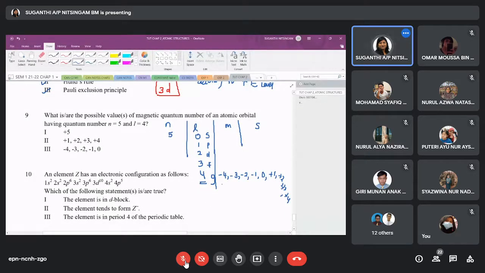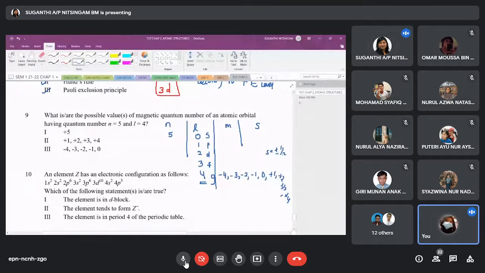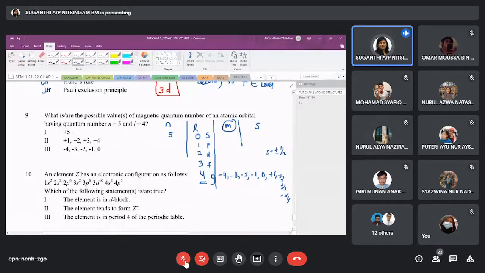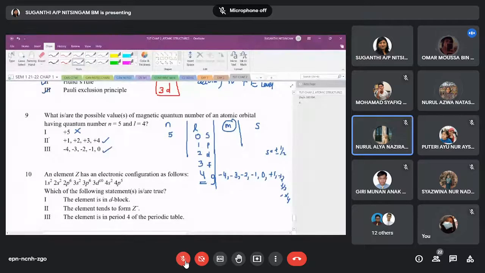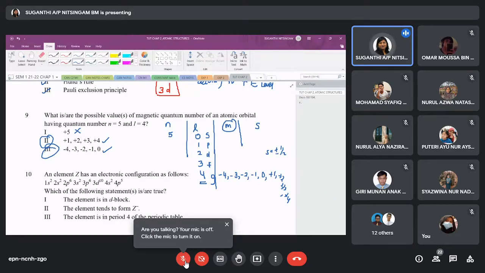S is always positive or negative. So now they ask you to see the possible values of magnetic. Is it possible for it to be positive 5? No. Is this possible? Yes. Is this possible? Yes. The answer is this and this. You're clever. Okay, and now the last question here.